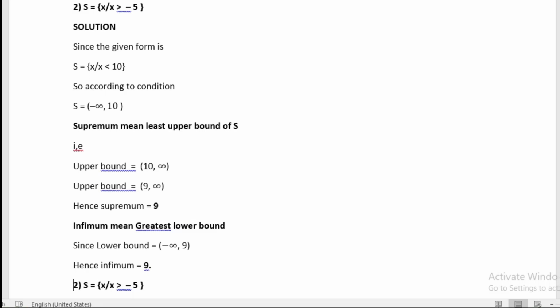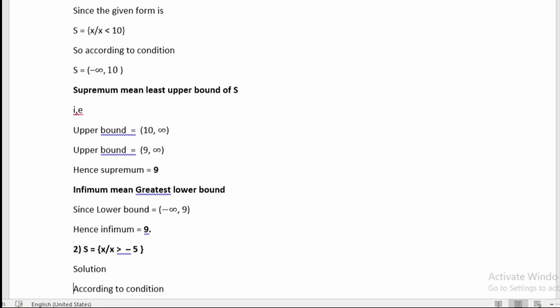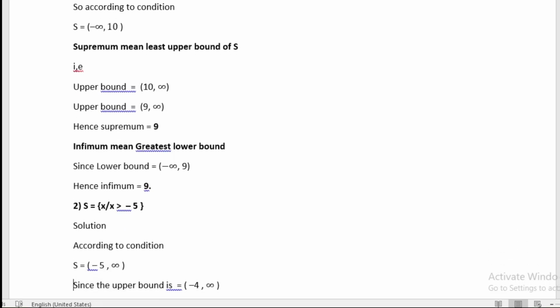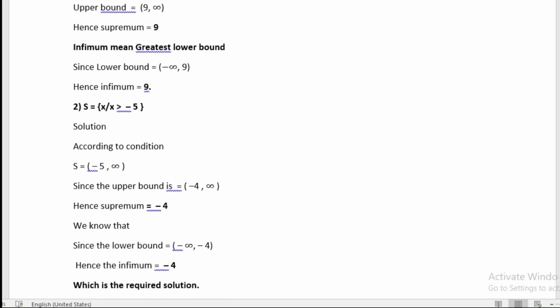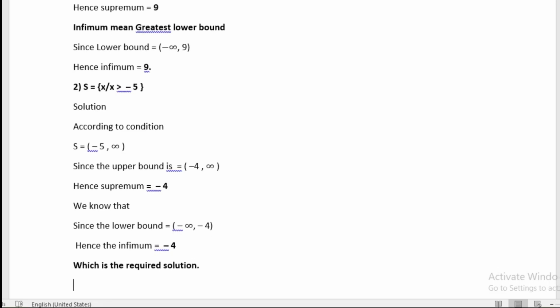Part number 2, that is S is equal to {x such that x greater than minus 5}. Solution: according to the condition, S is the set from minus 5 to infinity. Since the upper bound is minus 4 to infinity, the upper bound is minus 4, hence the supremum is equal to minus 4. We know that since the lower bound is minus infinity to minus 4, hence the infimum is equal to minus 4, which is the required solution.